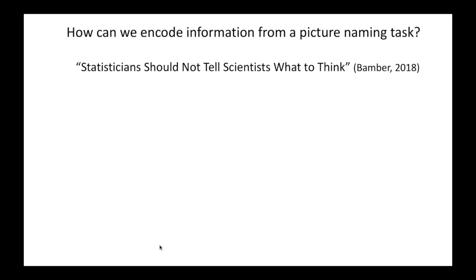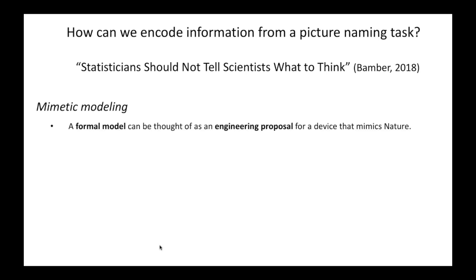So how can we encode information from a picture naming task? Don Bamber, who's faculty here at UCI and writes and thinks a lot about philosophy of statistics and reviews statistics textbooks, recently wrote this book chapter, Statisticians Should Not Tell Scientists What to Think. In it, he describes an approach, a philosophy called mimetic modeling.